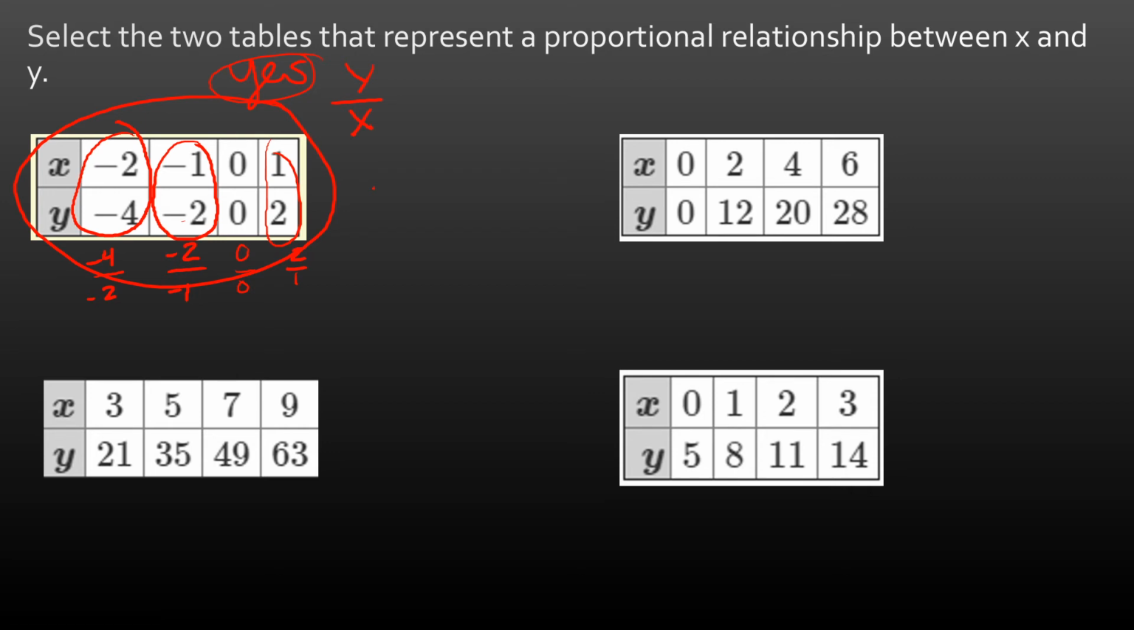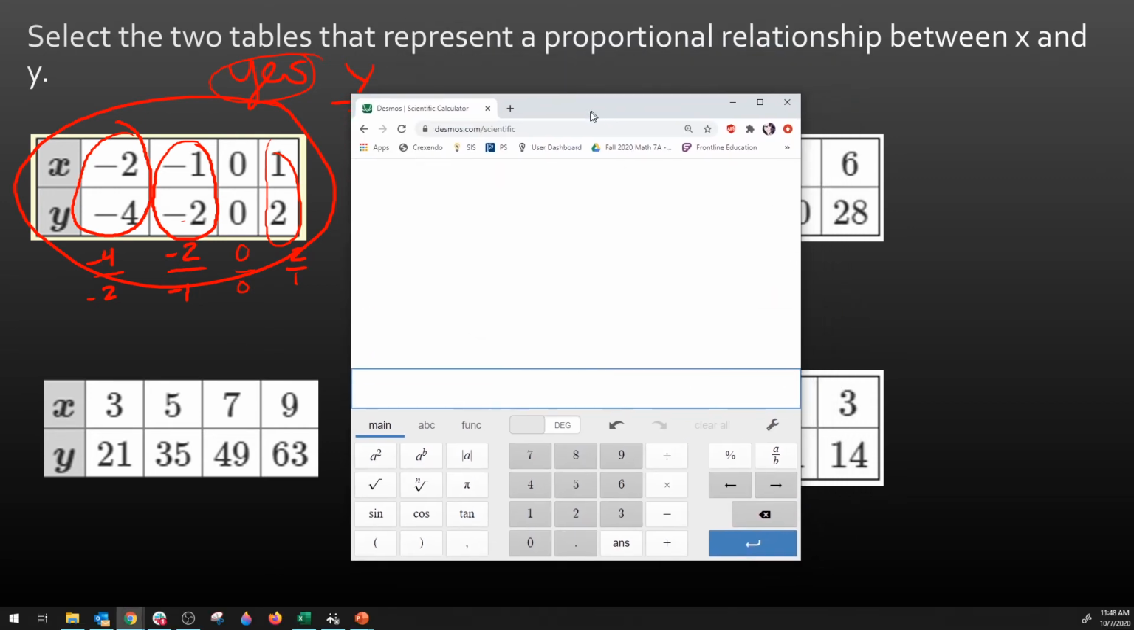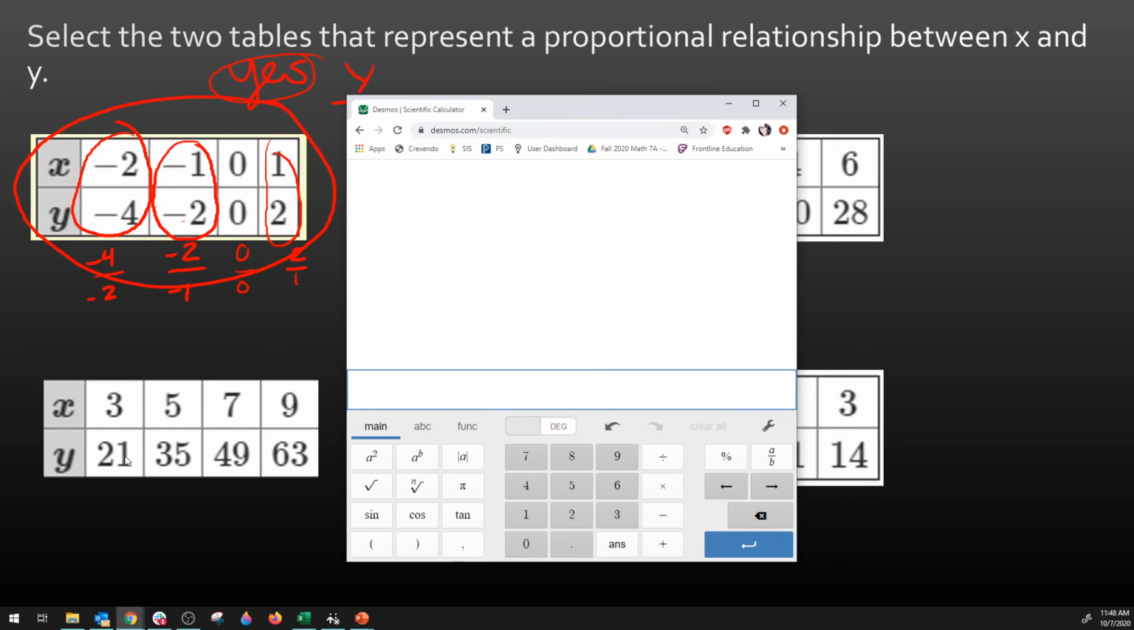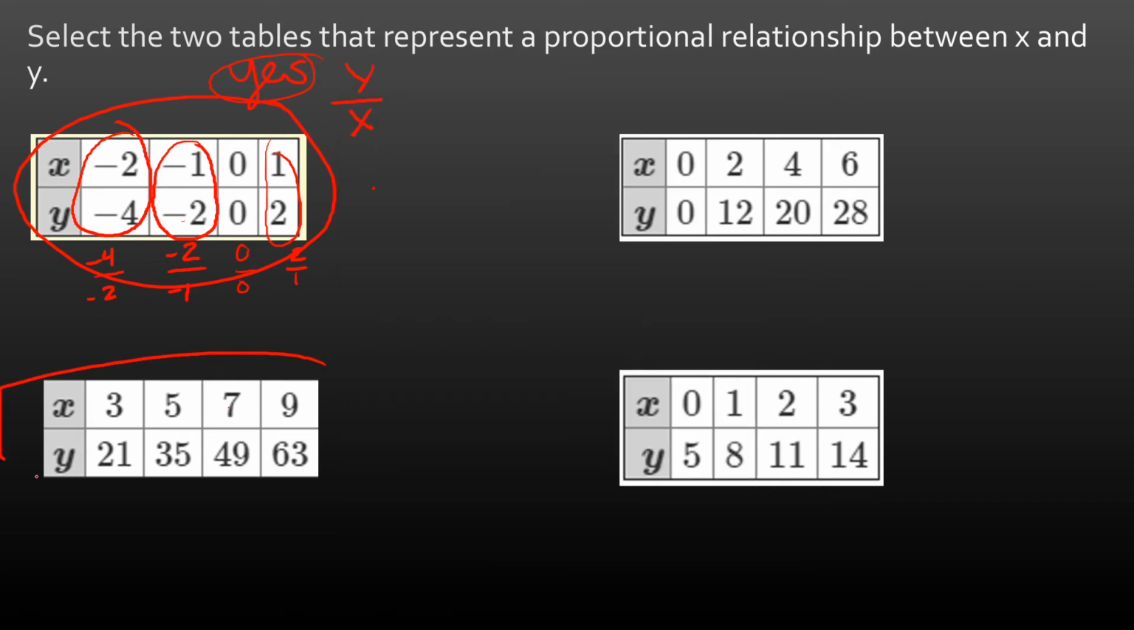Let's look at this one underneath it. I'm going to just type these ones in. So I have 21 over 3. I have 35 over 5, 49 over 7, and 63 over 9. All of these reduce to 7, which means that this is proportional.